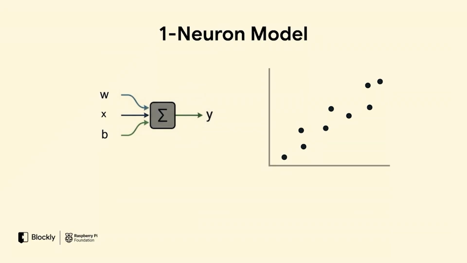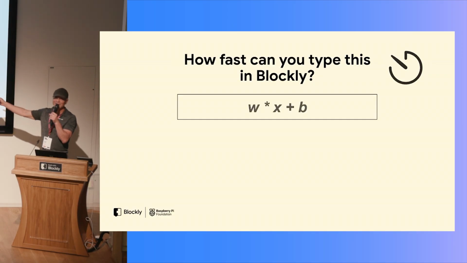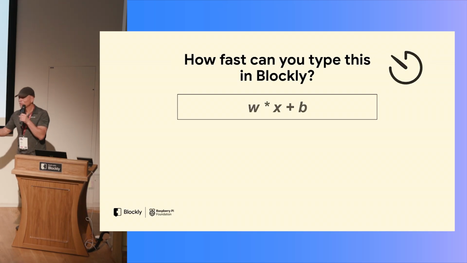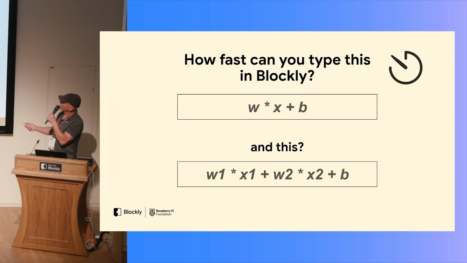So this is the model. We have a single input with two parameters, the weight and the bias. And this is the function, quite a simple function. Now I have a question. How fast can you type this expression in Blockly, including creating the variables? It took me between 50 seconds and 1 minute to write just this expression. And what about this one? This one takes between 2 to 3 minutes to write in Blockly.